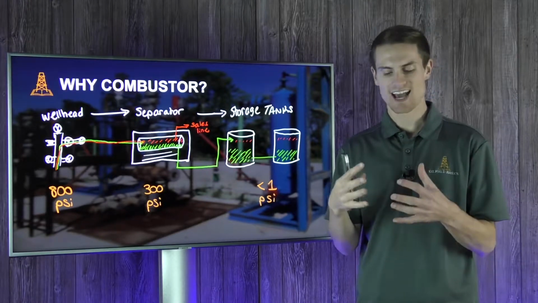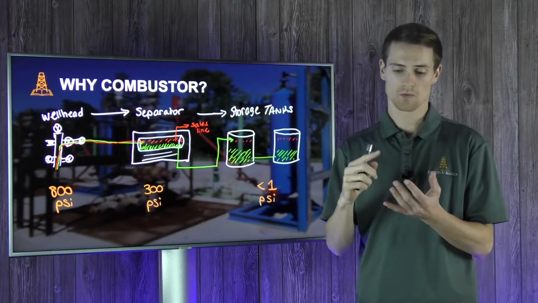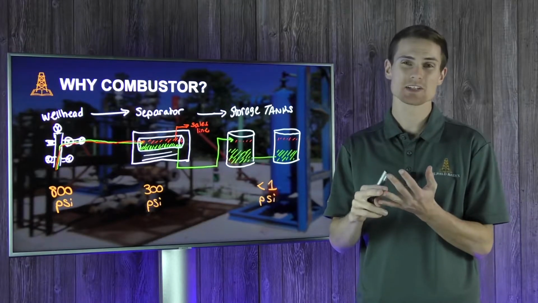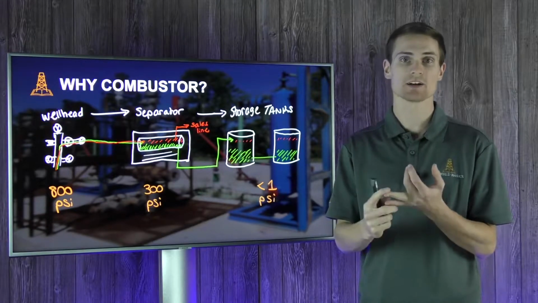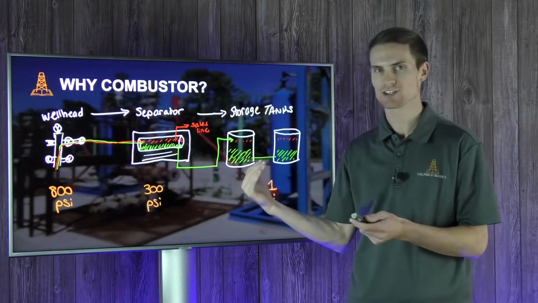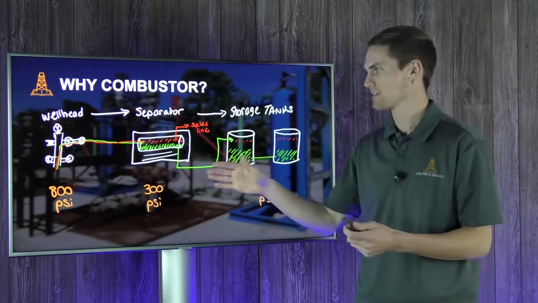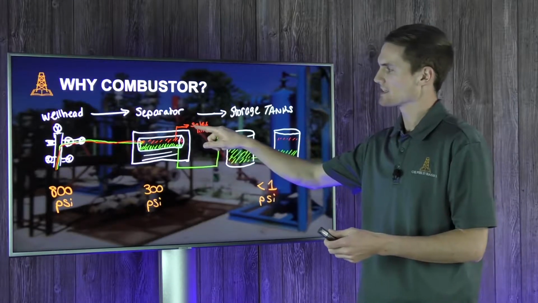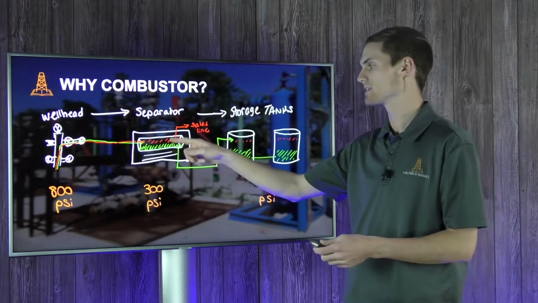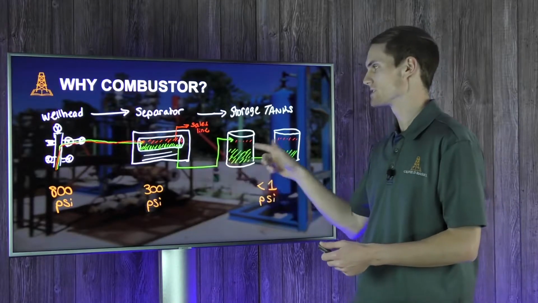So there's actually gases that are trapped within the oil or the condensate, sometimes even the water, depending on the temperature and depending on the pressure. So anytime you have a pressure cut, you're going to get what we call flash gas. So the separator is going to take the gas and put it into the sales line typically, and then the liquids are going to be dumped into storage tanks.